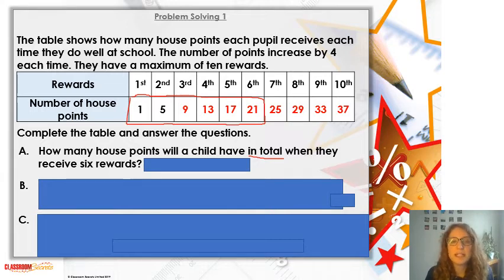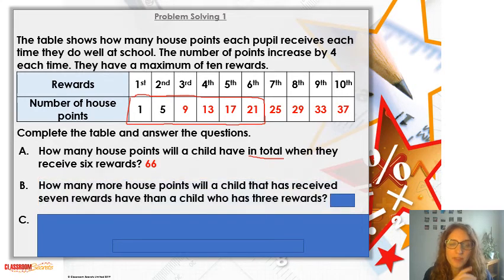Okay, so we need to add all of these scores together to work out how much they scored in total by the time they got their 6th reward. And for that, they got 66 points in total. Well done if you managed to add all of those together correctly. Okay, let's have a look at our second question.